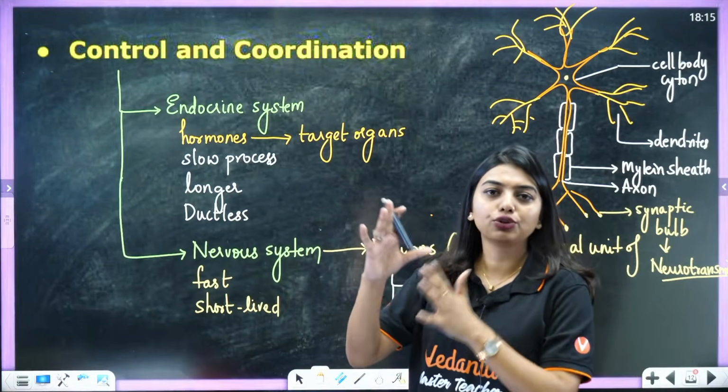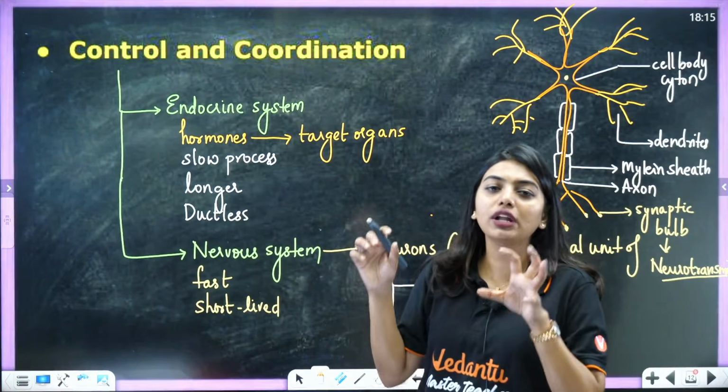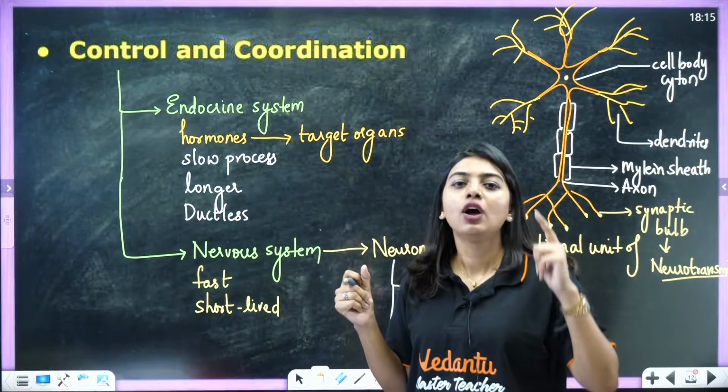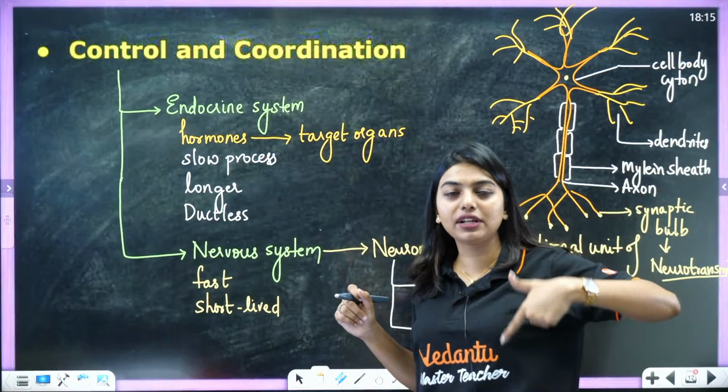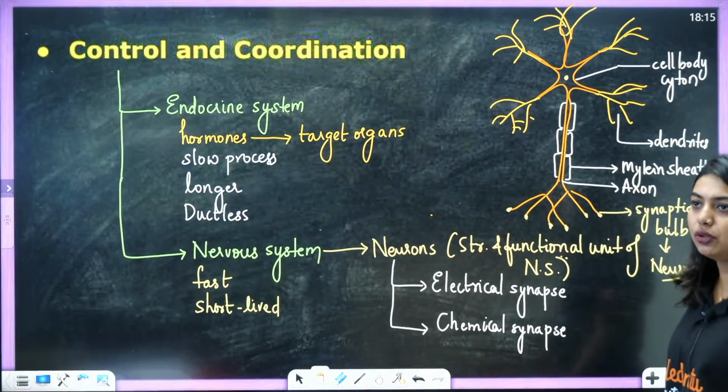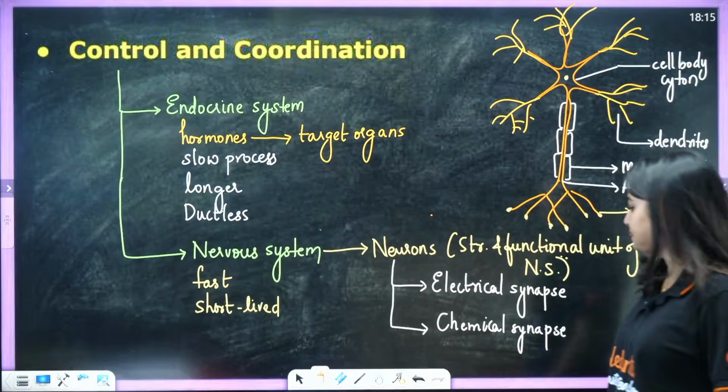You have sensory neuron, motor neuron, association neuron. Some neurons sense: the moment you touch something, you will know it. All this will go as one cycle. Is this clear to all of you?